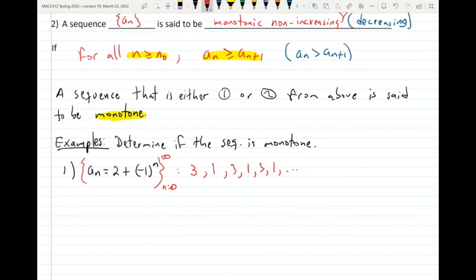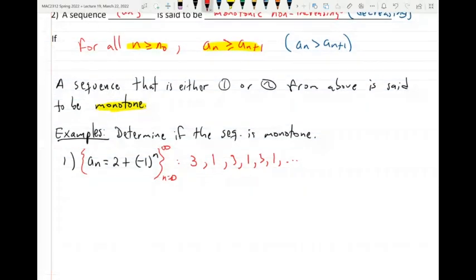So it's not monotonic because no matter what term you are at, when you look at the next one, it goes up, but then the next one goes down. So it's going up and down, up and down. It's not consistent. It doesn't exhibit this consistent behavior of always going up or always going down. So it's not monotonic.